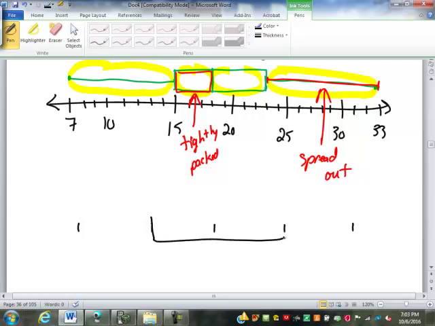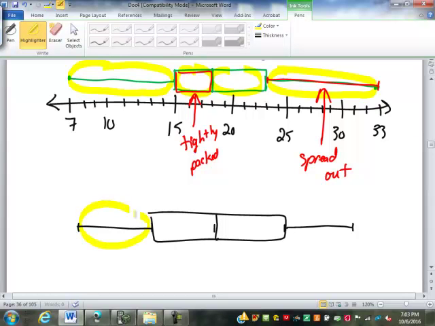If I have a box and whisker plot that's shaped like this, where each piece is approximately the same size, what does that tell me about the data? Pretty equally spread out, or evenly spread out throughout the whole range of the data.